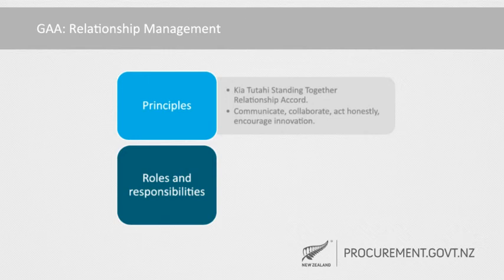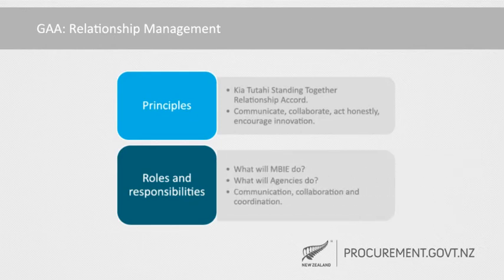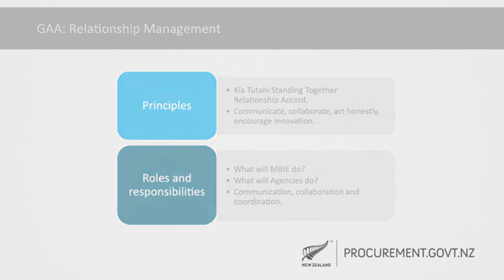Under those roles and responsibilities, MBIE will communicate and liaise with agencies to help them work together and facilitate the coordination, the audit, monitoring and reporting programs, while agencies agree to give MBIE the information they need to help them facilitate the audit, reporting and monitoring programs, collaborate with each other and work with providers in a consistent and coordinated way, and comply with their obligations under this Government Agency Agreement.